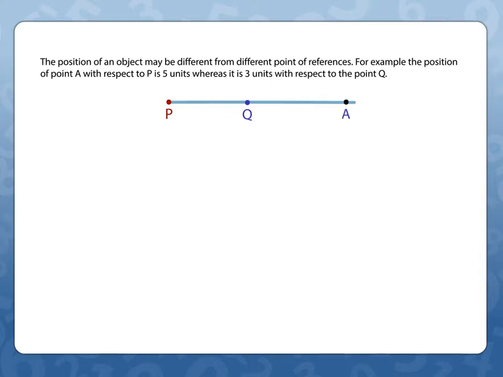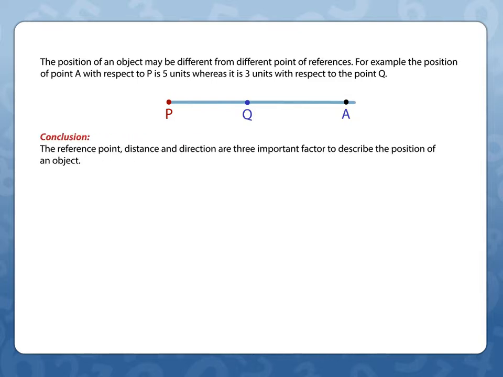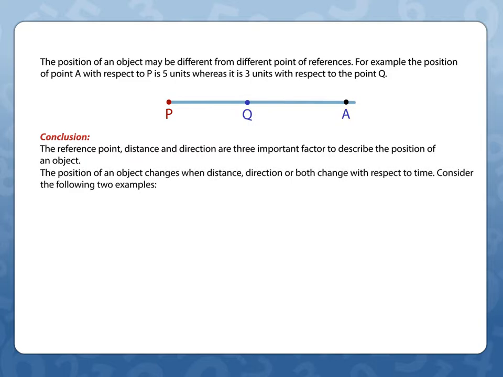For example, the position of point A with respect to P is 5 units, whereas it is 3 units with respect to the point Q. The reference point, distance and direction are 3 important factors to describe the position of an object. The position of an object changes when distance, direction, or both change with respect to time.